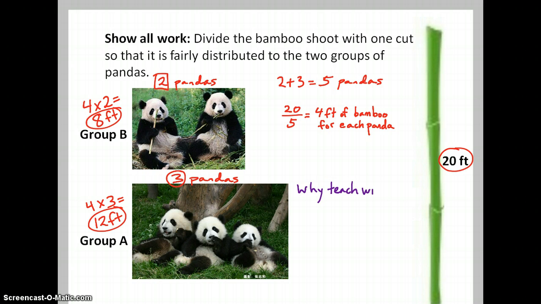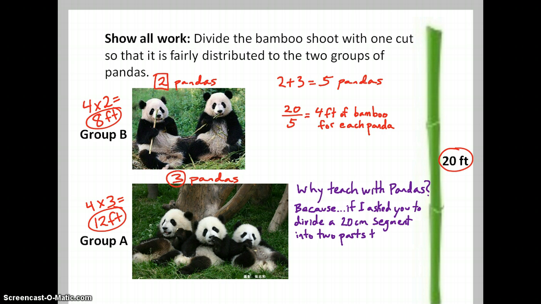So why teach with pandas? Well, because if I asked you to divide a 20 centimeter segment into 2 parts that have a ratio of 2 to 3, you would have froze. So we're really going to focus on these pandas to make the questions that come up a little bit easier. So let's look at another example.